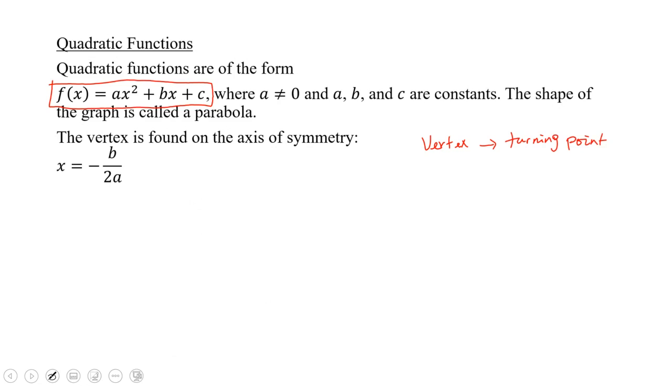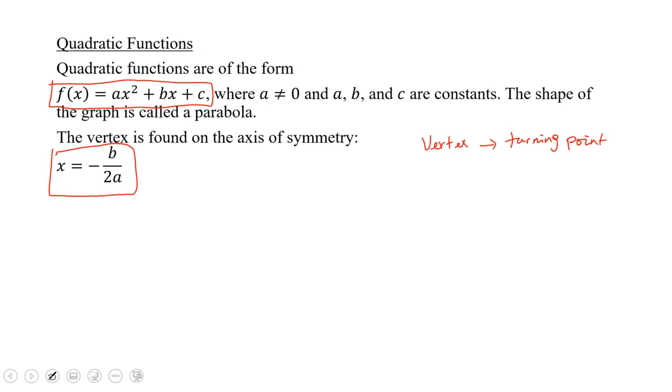And the axis of symmetry, it's a line passing through the vertex, and that line is x equals negative b over 2a, where a and b come from the function. You see the function f of x equals ax squared plus bx plus c. Those parameters a, b, and c will determine the turning point and the axis of symmetry. So the x value for the vertex comes from x equals negative b over 2a.